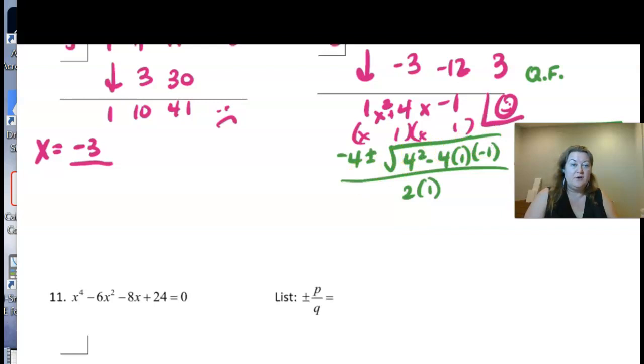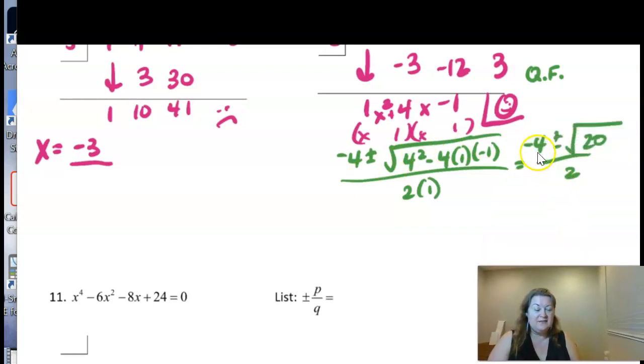All right, so what do I do with this? Well, these are actual answers. It's just that one is in radical form. That's why I'm not finding it from P's and Q's.